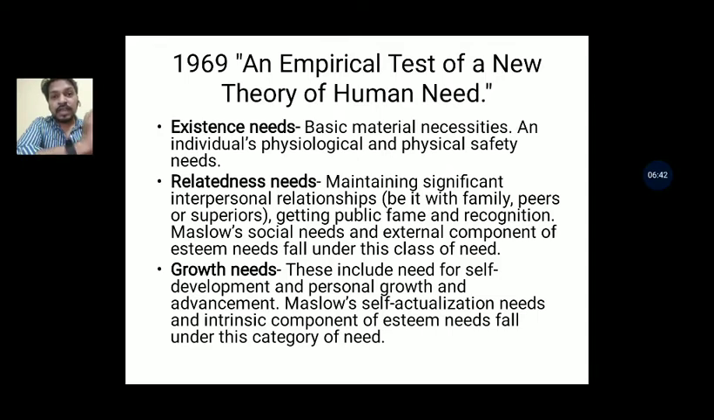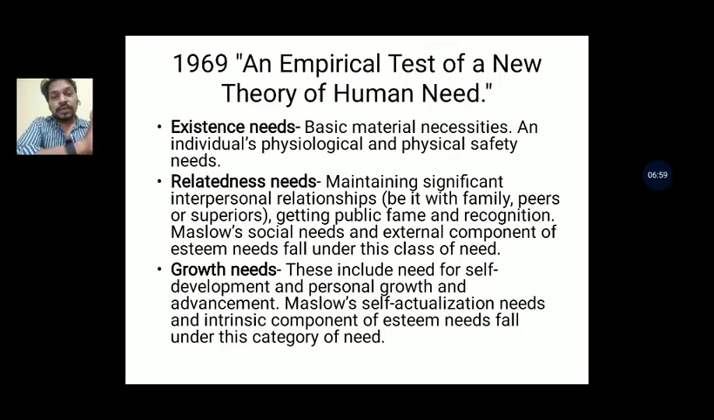Now the last one is the growth need, where an individual needs growth not only for self-development but also for personal growth and advancement. Maslow's self-actualization needs and the intrinsic component of esteem needs fall under this category.